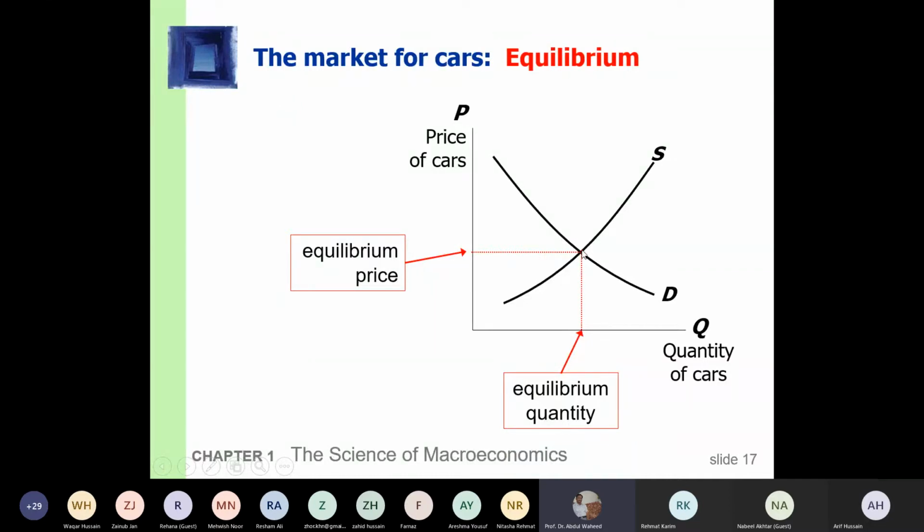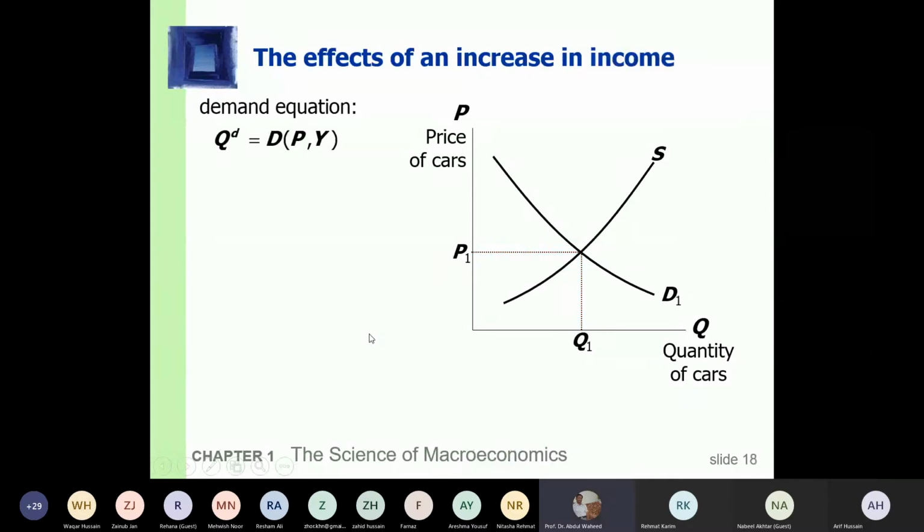And then finally here, we have equilibrium. This is the equilibrium price. This is the equilibrium quantity. So this is a very simple model of demand and supply, an economic model. And then the question is, what would happen if there is an increase in income?